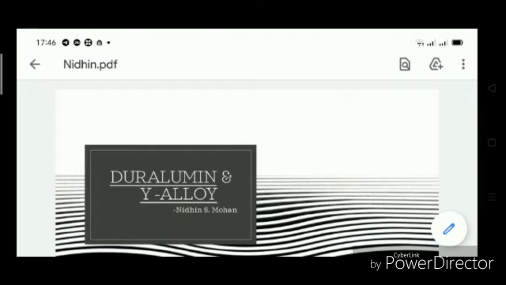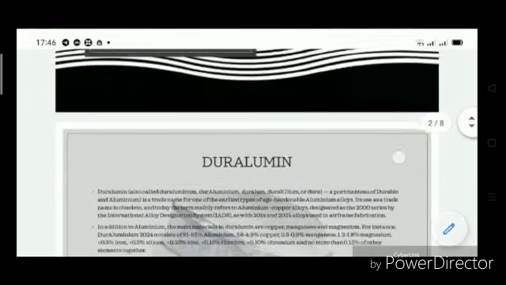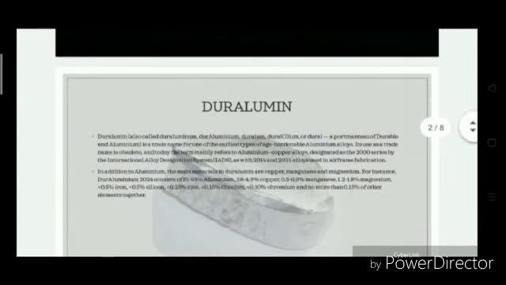Now coming to our first topic, duralumin. As you can see, it's called by a variety of names: duraluminium, dural aluminium. Duralumin is a trade name for one of the earliest types of age-hardenable aluminium alloys. Its use as a trade name is obsolete, and today the term mainly refers to aluminium copper alloys. They are called by both the names together.